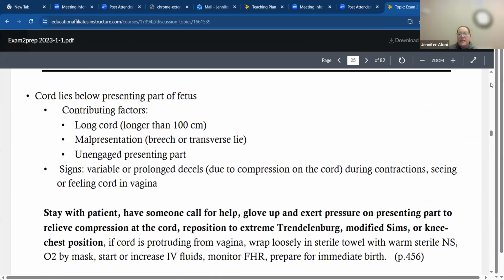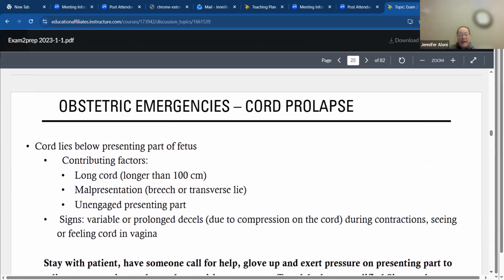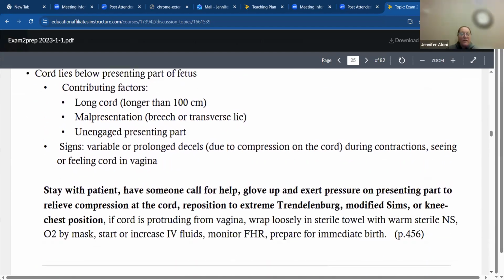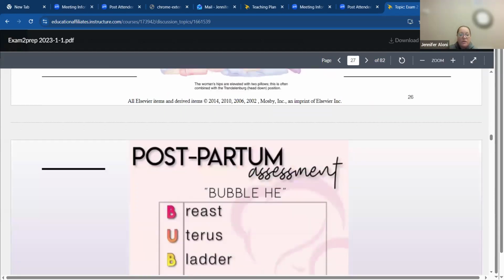All right, this is an obstetric emergency. When you have a cord prolapse, that means the cord comes out before the baby. The problem with that is that the baby's not getting its oxygenation. So you have to stay with the patient. You glove up and you put pressure on the presenting part. So you lift up the baby and keep the cord in between your fingers, so as to keep that cord getting blood flow through it. Okay, so we take a look at that, and here's some pictures.